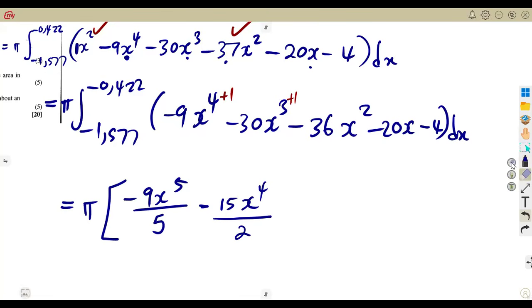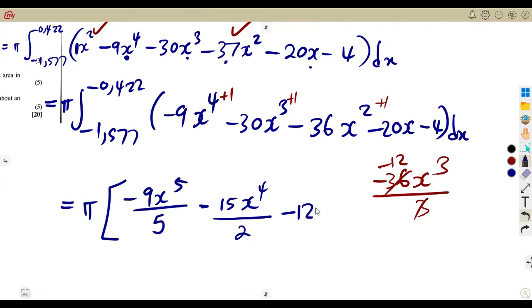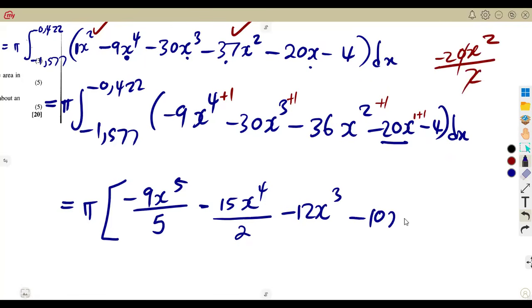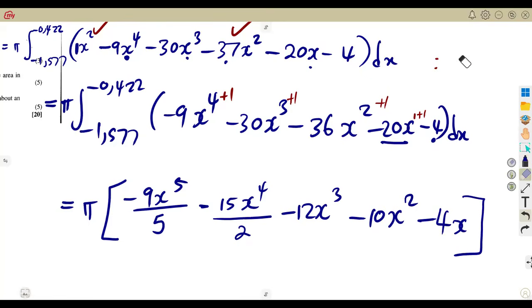We move on to this part of minus 36. We do the same, add a 1 there. So it's going to be a 3. Minus 36x to the exponent of 3 over a 3. Cancel this. That was going to be minus 12. All right. Then the 20x, you do the same. It's having a 1 already. So if you add a 1 there, that will be minus 20x squared over 2. Cancel this. That was going to be minus 10x squared. Minus 4 is a constant, so that will be minus 4x when integrated with respect to x.